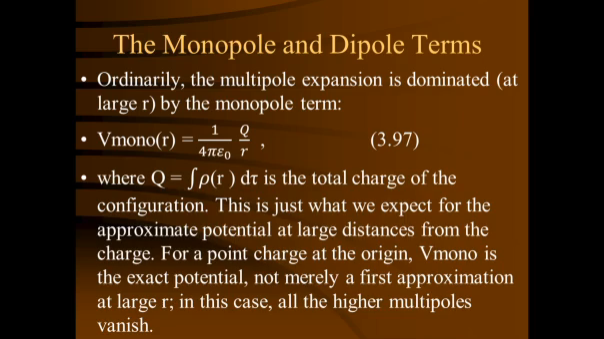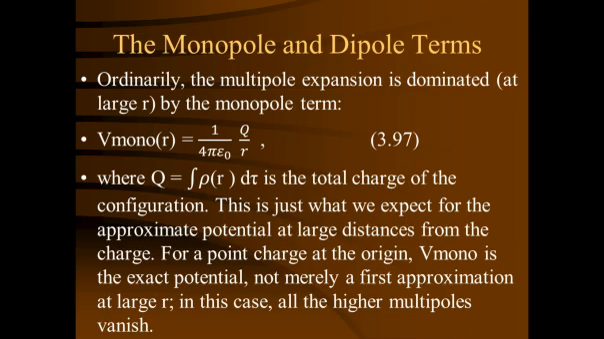And that is the potential we can consider created by the monopole, equal to 1 upon 4 pi epsilon 0 Q upon r, where Q is the volume integration of rho d tau, the total charge. This is just what we expect for the approximate potential at a large distance from a charge. For a point charge at the origin, V monopole is the exact potential, not merely a first approximation at large r. In this case, all the higher multipoles vanish, as I have discussed.